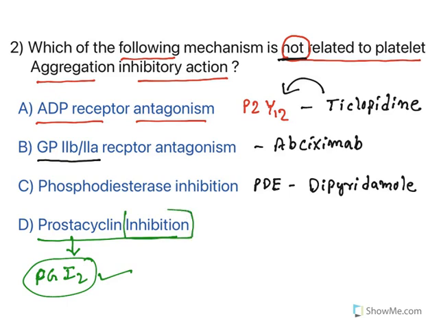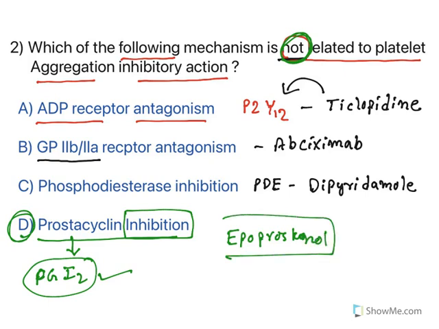But if you inhibit that, what happens? Platelet aggregation will not be inhibited. So, that is what the question is about. Not related to platelet aggregation inhibitory action means this is the answer. An example is epoprostenol. Epoprostenol is a potent prostacyclin. This one as such is used as a platelet aggregation inhibitor. But when you inhibit that prostacyclin, what happens? The effect will not be there. It is not related to platelet aggregation. So, the answer is prostacyclin inhibition.